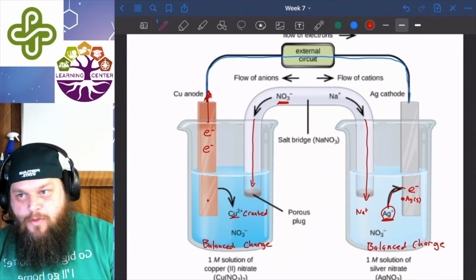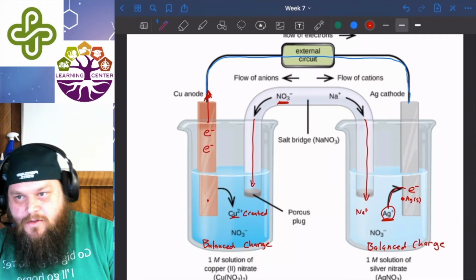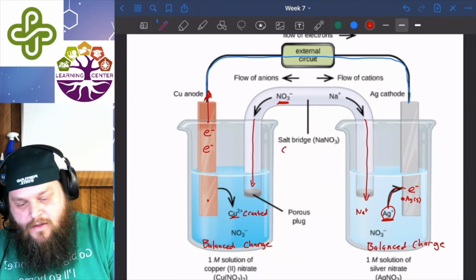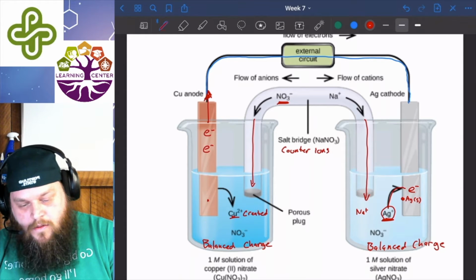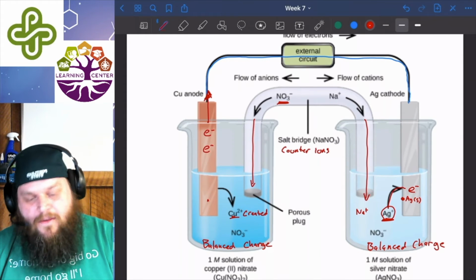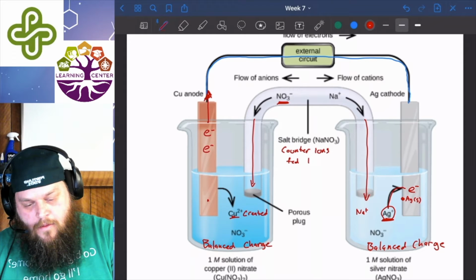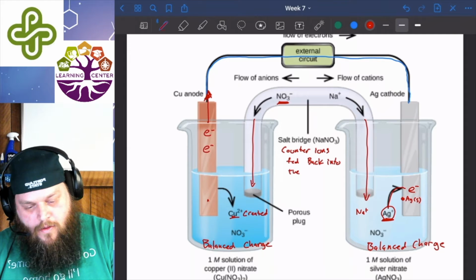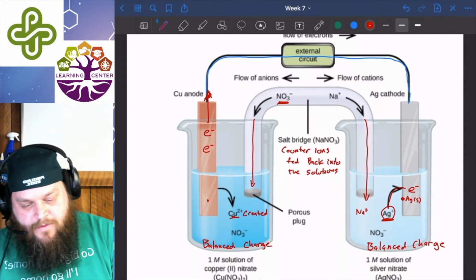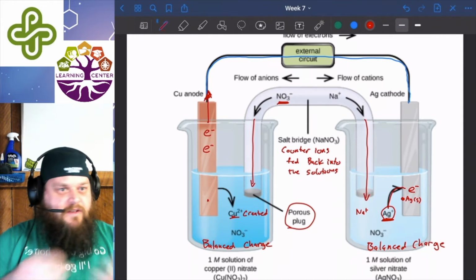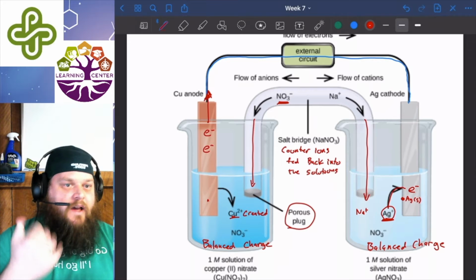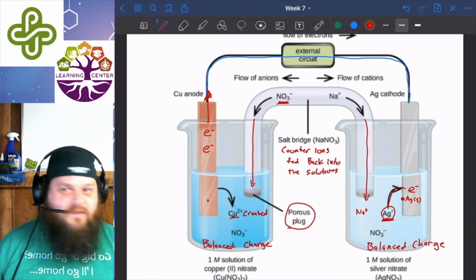The salt bridge is really used for counter ions. And they get fed back into the solutions. This porous plug is to make sure they don't just bleed into it. They have to actually have a pretty strong attractive charge to get through them.